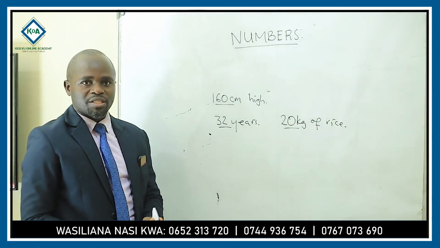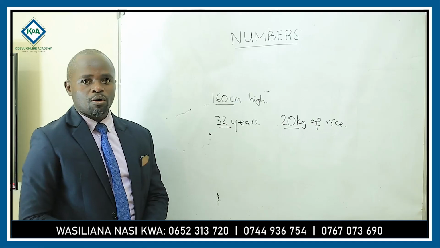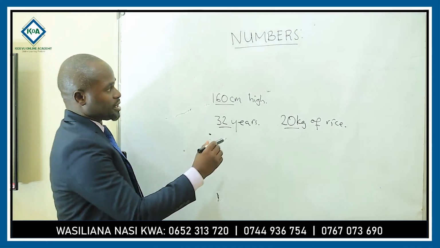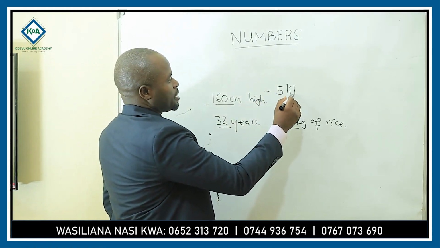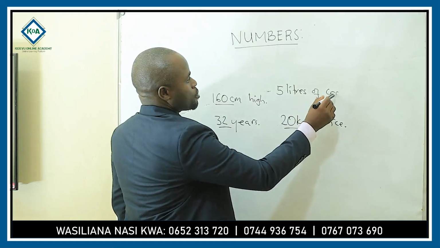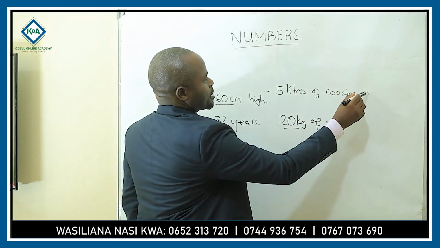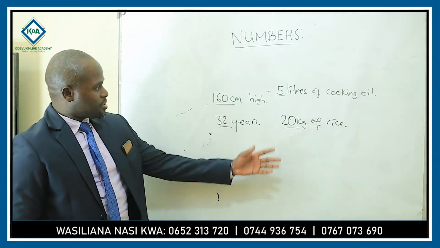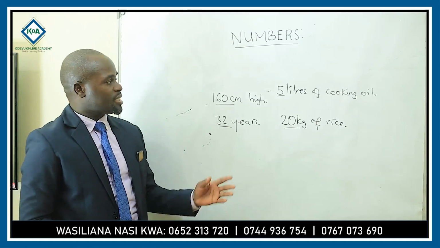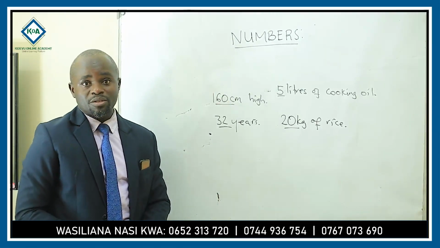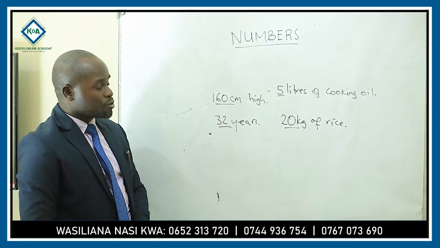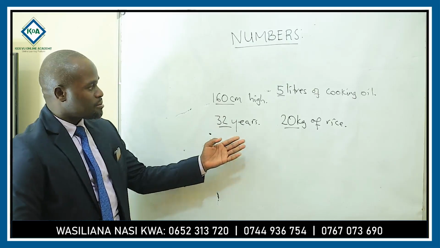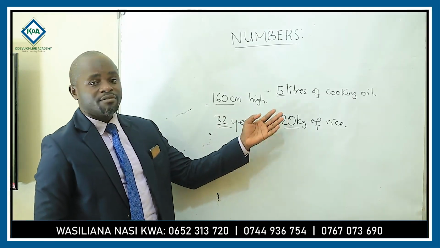Or for example, if you want to measure the volume of a liquid, for instance cooking oil, we have maybe 5 liters of cooking oil. Now this 5 is a number. So what is a number? According to these examples, we are familiar with this term, and we always use it. For example, here 160 is a number, 32 is a number, 20 is a number, and 5 is a number.